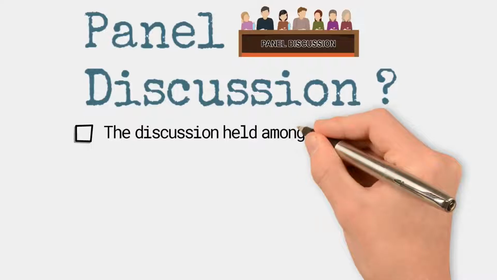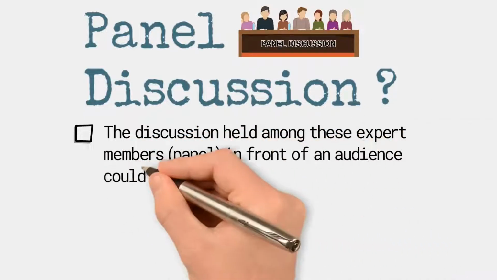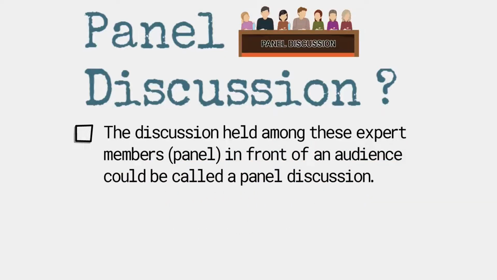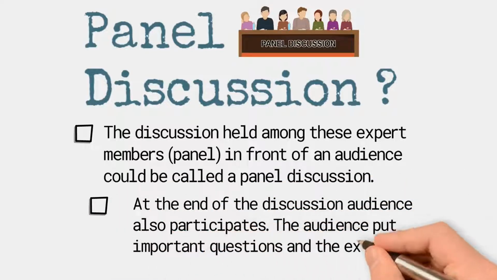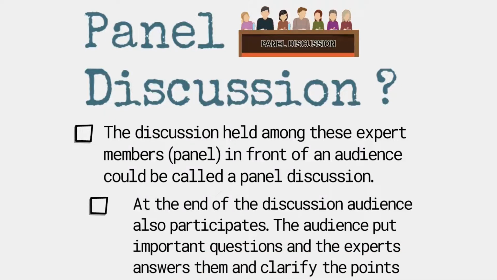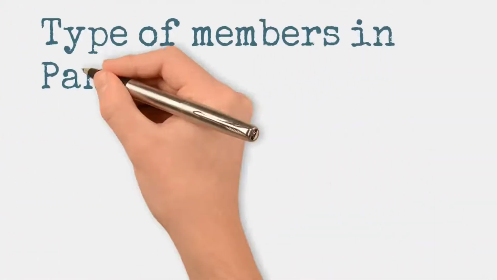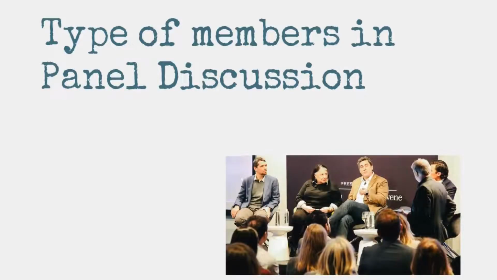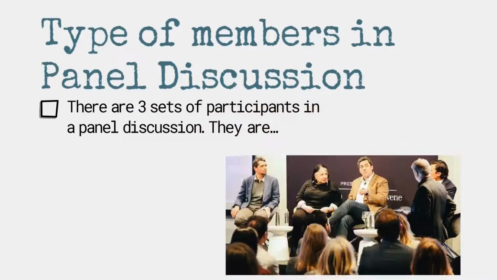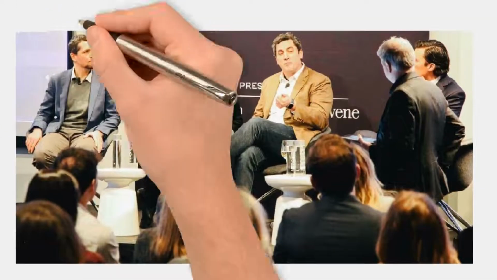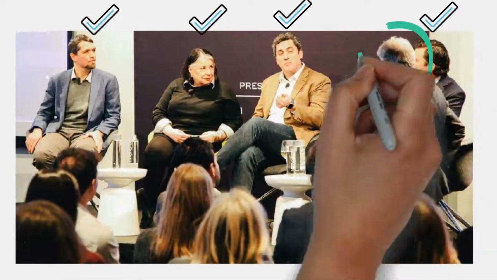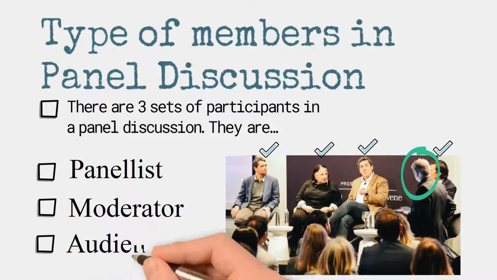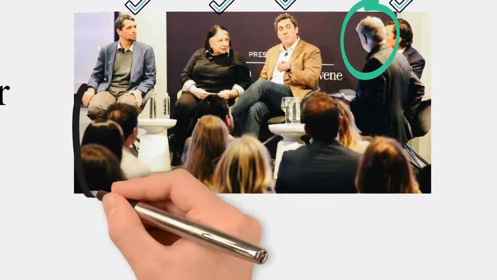The discussion held among these expert members or a panel in front of an audience could be called a panel discussion. At the end of the discussion, audience also participates. The audience put important questions and the experts answer them and clarify. Type of members in a panel discussion. There are three types of members. The first one is panelist. Second, moderator. And third one, audience.